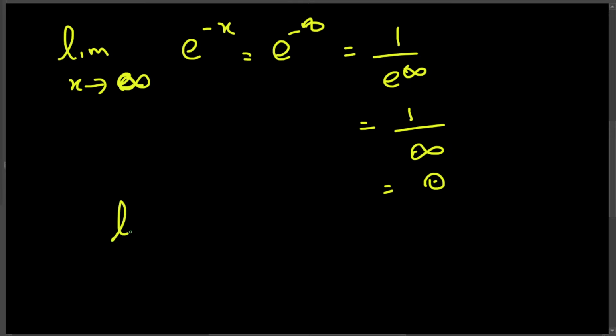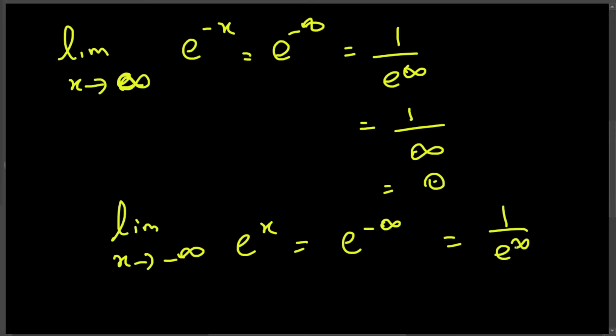Also, if you take limit as x approaches negative infinity of e power x, that's still going to be 0 because we can do the direct substitution. That's e power negative infinity. So this is 1 over e power infinity. Again, e power infinity is infinity. So 1 over infinity, 1 over a very large number, that's 0.